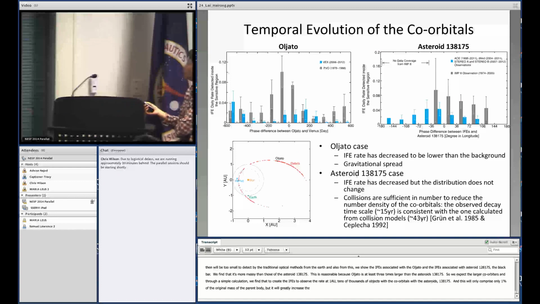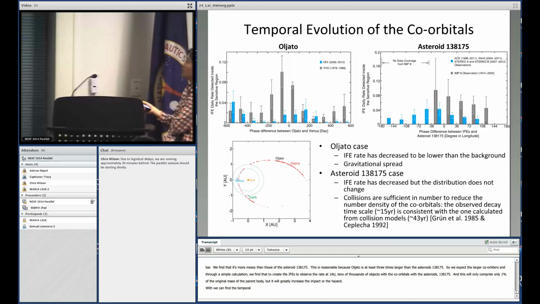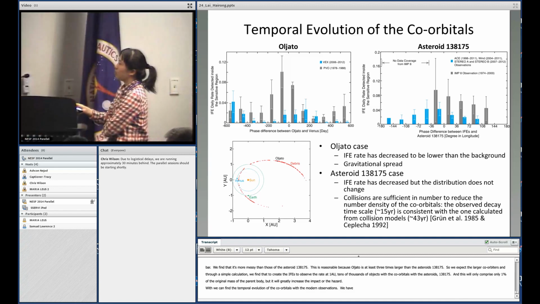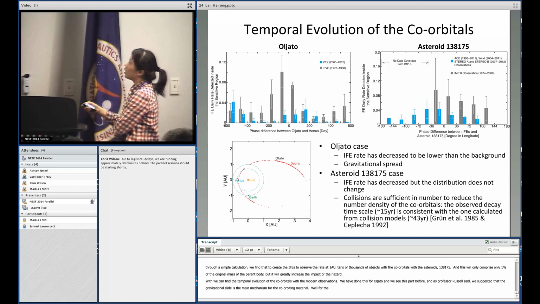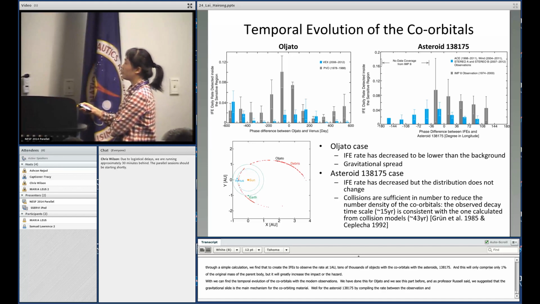We can find the temporal evolution of the co-orbiters by comparing the early observations with the modern observations. We've done this for Oljato, and we saw this plot before. And as Professor Russell said, we suggested that the gravitational spread is the main mechanism for the loss of co-orbiting material of Oljato. Well, for asteroid 138175, by comparing the rate between infrared observation and the modern observation, we find that the decay time scale is about 15 years.